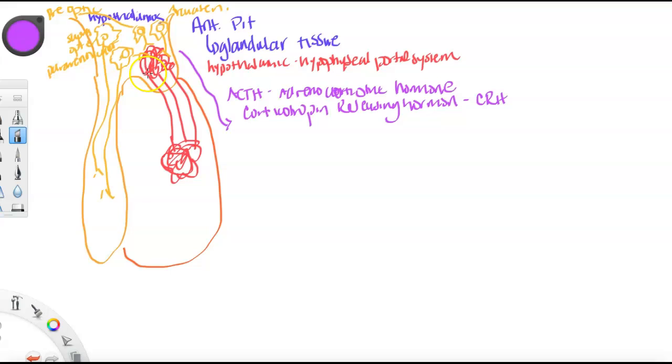So it comes down here. Let's do it this way. It comes down here and it goes into the capillary bed where it stimulates a cell called a corticotropic cell. And this cell then secretes ACTH. ACTH, its target is the adrenal cortex. And its main hormone that it causes to release is cortisol.